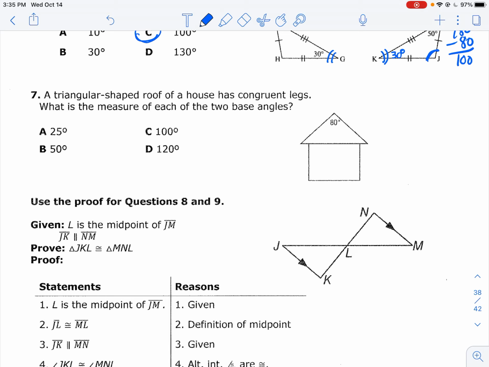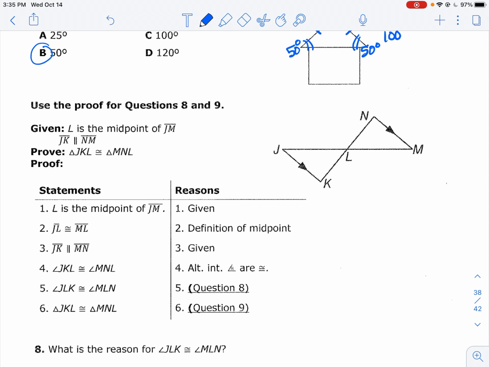In number 7, a triangular-shaped roof of a house has congruent legs. That means these guys are congruent. What is the measure of each of the two base angles? Well, this gives us an isosceles triangle. Base angles are congruent. And so if I take 180 minus 80, that gives me 100 degrees to split between the two base angles. So each base angle is going to be 50 degrees.